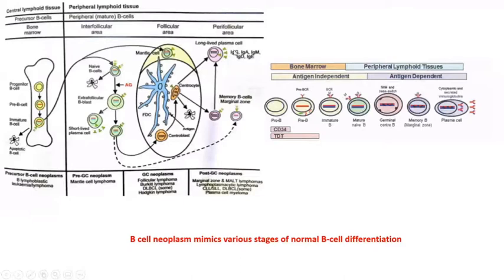This all happens when there is an antigen stimulation. Up to the naive B cell, there is no antigenic stimulation. When there is antigenic stimulation, this naive B cell will migrate to the germinal center. Here it will form centroblasts, and centroblasts will convert into centrocytes. So the centrocyte will then form long-lived plasma cells and memory B cells.